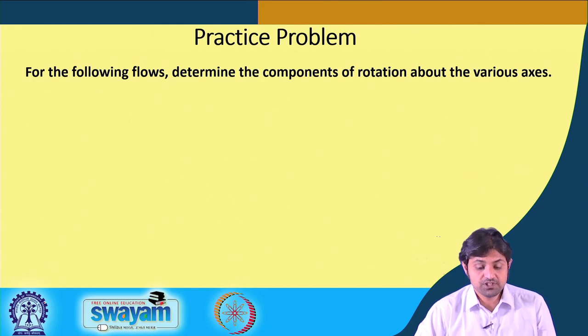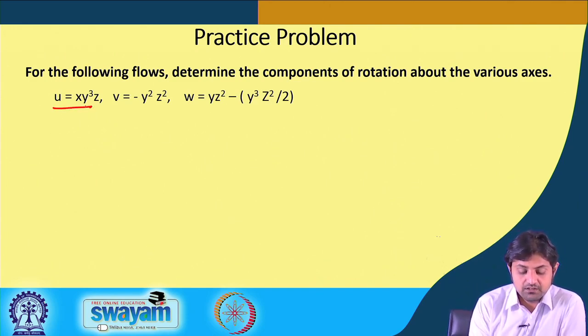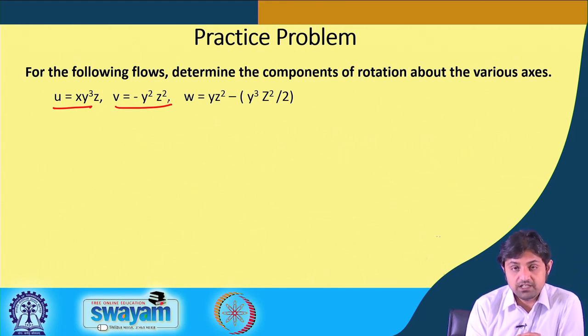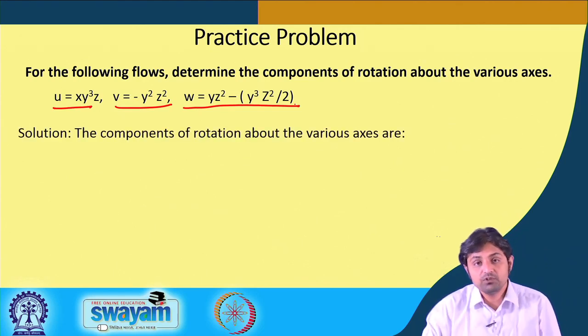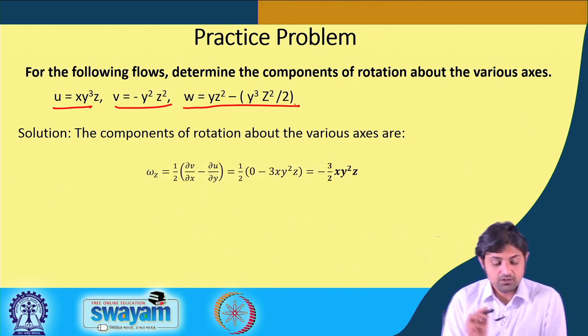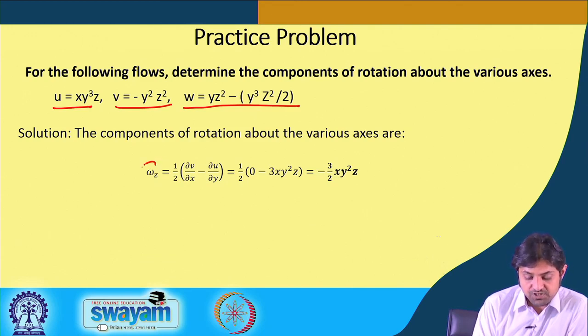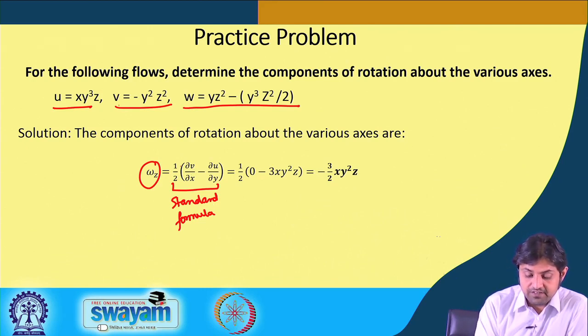For the following flows, determine the components of rotation about various axes. So, we have been given u is equal to x y cube z, v is equal to minus y square z square, w is y z square minus y cube z square by 2. So, we already know the formulas. So, the components of rotation about various axes are omega z, you see here is given by, this is a standard formula that we have seen. So, what we need to do is del v del x.